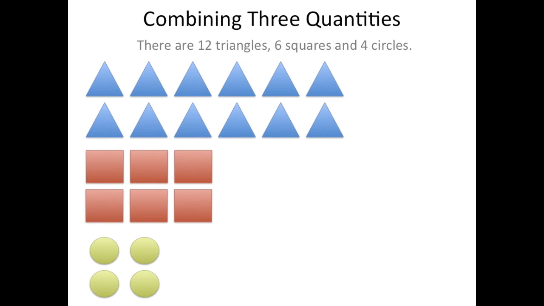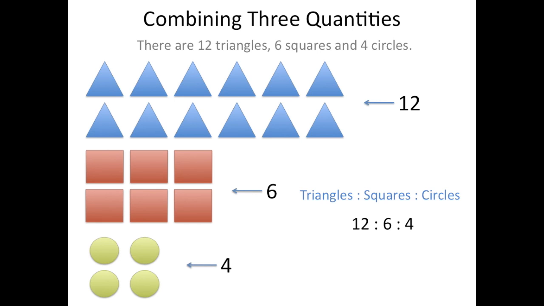There are 12 triangles, 6 squares, and 4 circles here. I'd like to show the ratio of triangles to squares to circles. If we were to count these all up, we'd see that we have 12 triangles, 6 squares, and 4 circles. And if I were to write this as a ratio, triangles to squares to circles, the ratio would be 12 to 6 to 4.